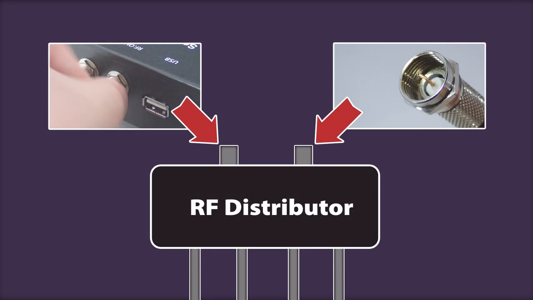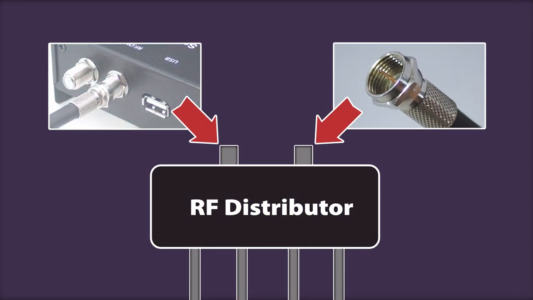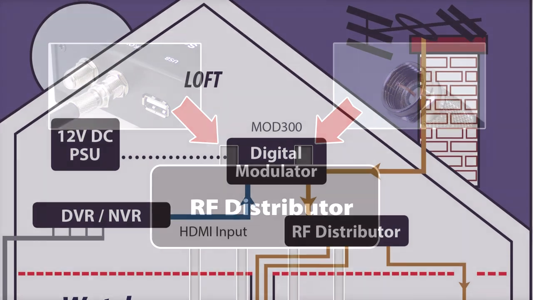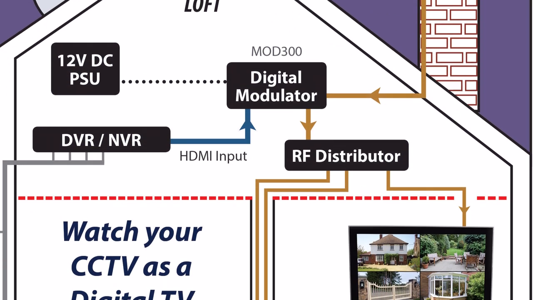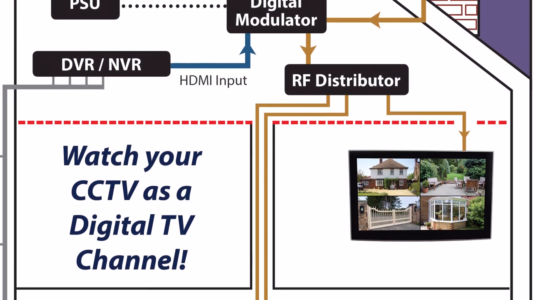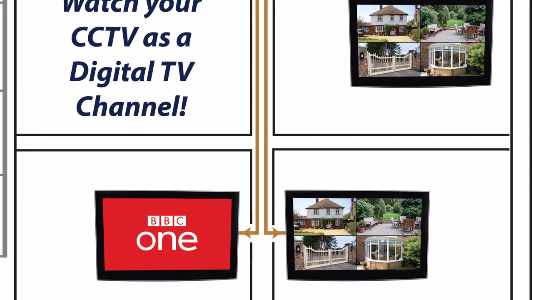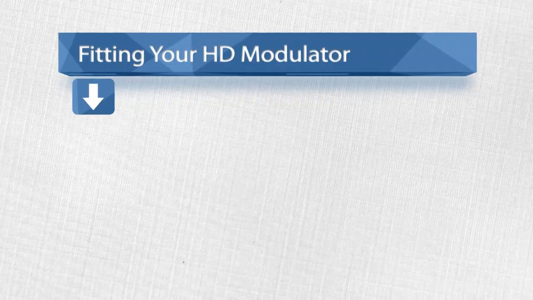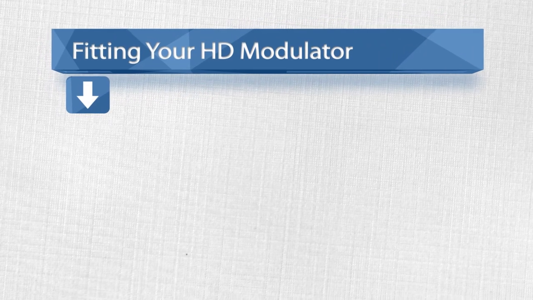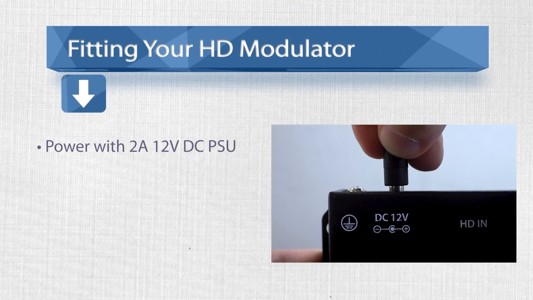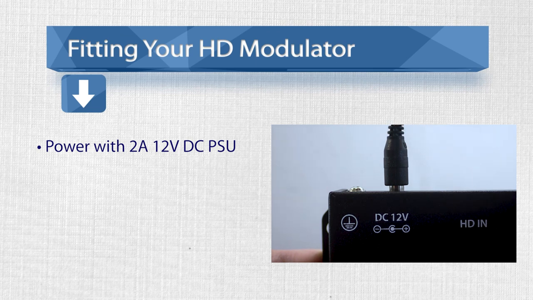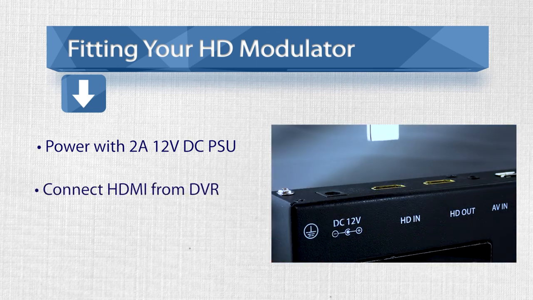All you need then is an RF distributor to receive and merge the signals from your TV aerial and your ScatterBox modulator, and they'll be ready to send down the same coax cable run. With all the pieces in place, setting up the HD modulator is easy. Simply power it with a 12-volt DC supply and feed in the HDMI output from a DVR.